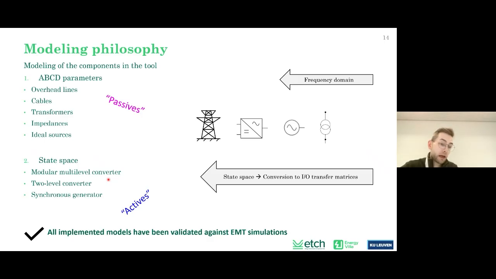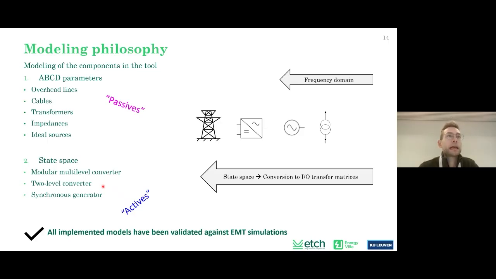We have two-level converters, which you can also use as the AC/DC interface, but also for the representation of wind farms, for example. And then we have the synchronous generator. Here we are using DQ domain state space models to model the dynamics of these components. In order to reconcile those two, we convert the state space into the frequency domain with input-output transfer matrices. Another important point is that all the models we have implemented are rigorously validated against their EMT counterparts. We really wanted to be sure the models we put inside the package are really matching their EMT counterparts.